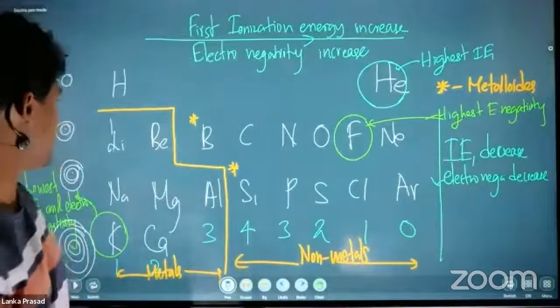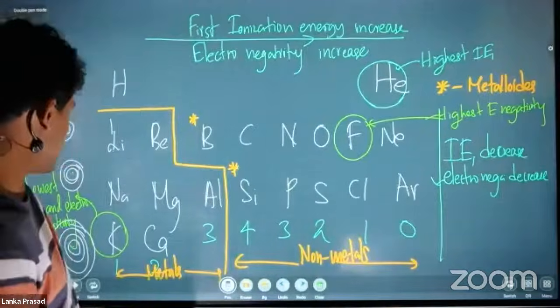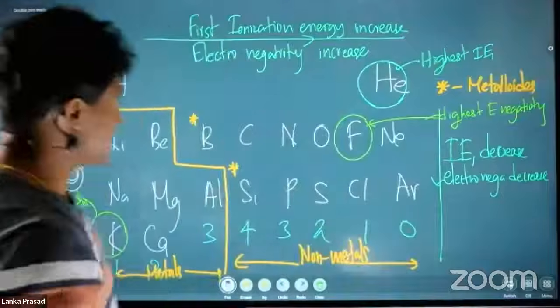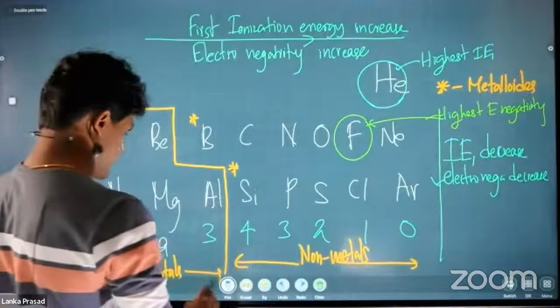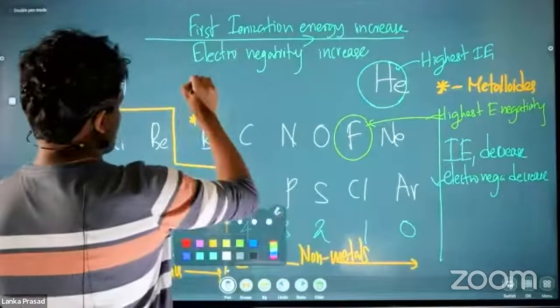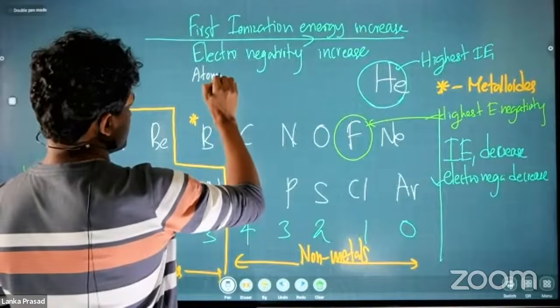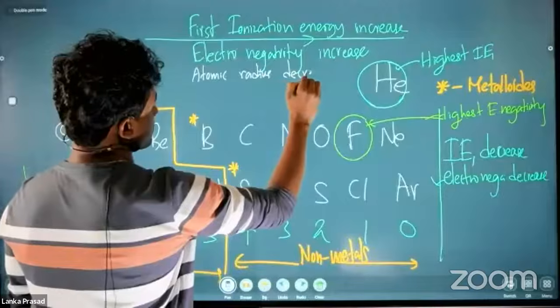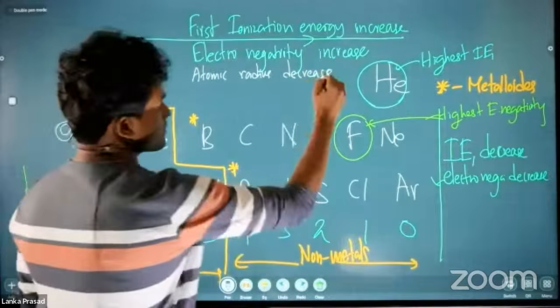Yes. When you go from top to bottom, the number of energy levels increases. Atomic radius also increases. Going across, the atomic radius decreases, and then the atom becomes small. Right? Atomic radius decreases. You have to know it.